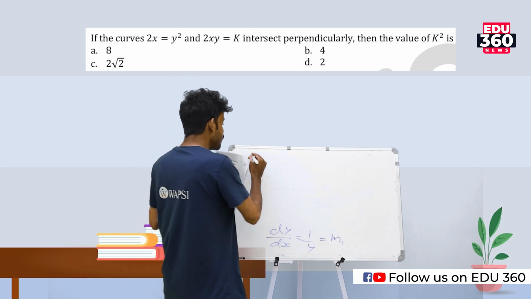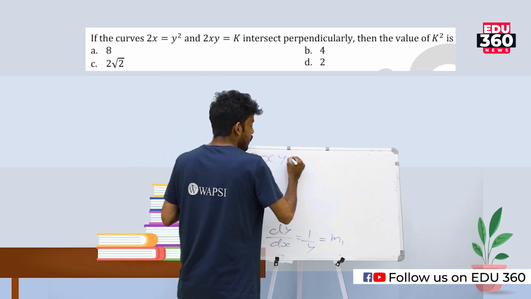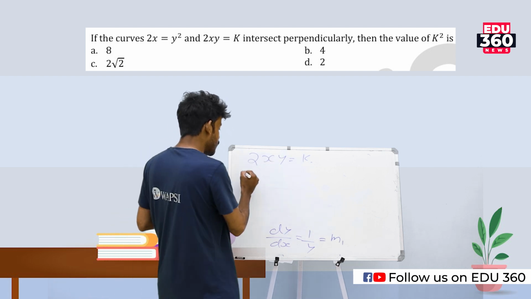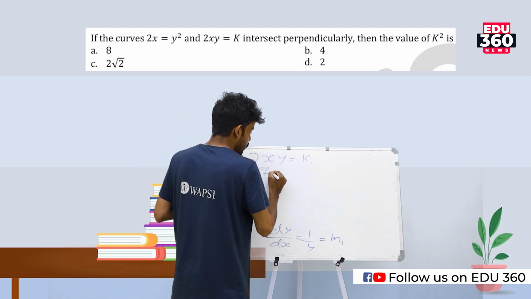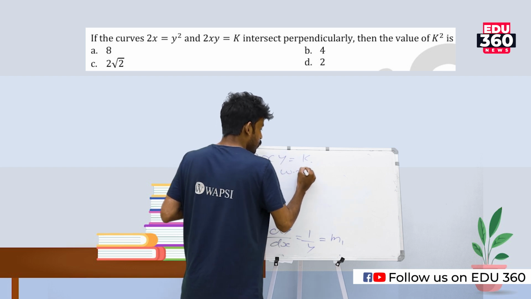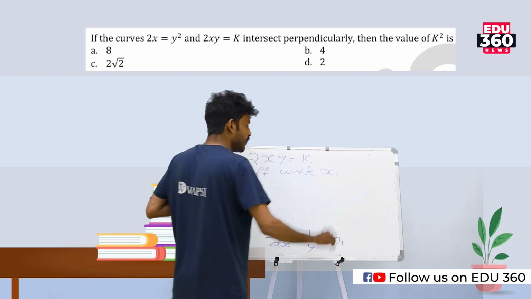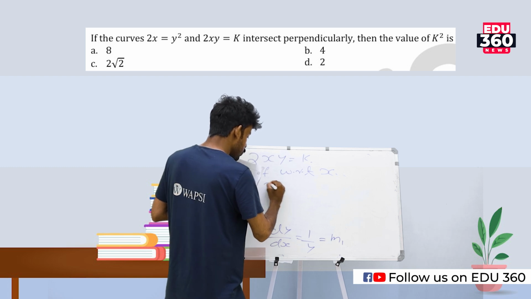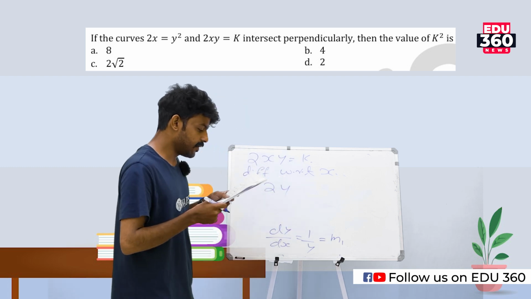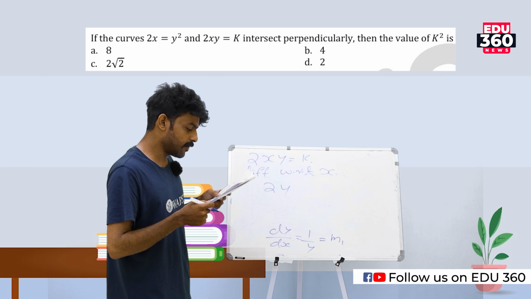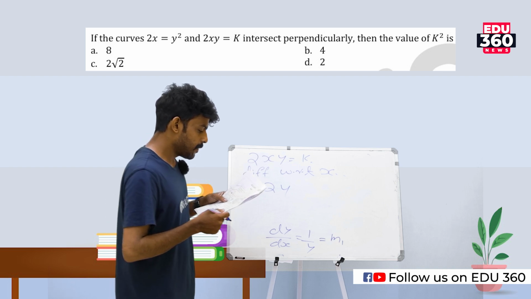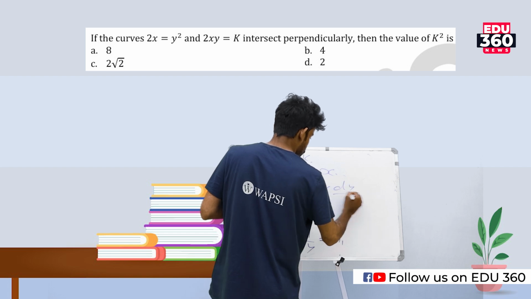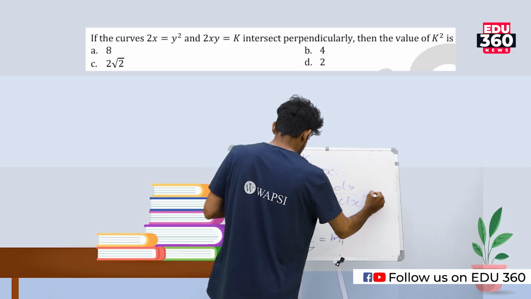Now if we differentiate 2xy = k with respect to x, it will become 2y plus 2x into dy/dx is equal to 0.